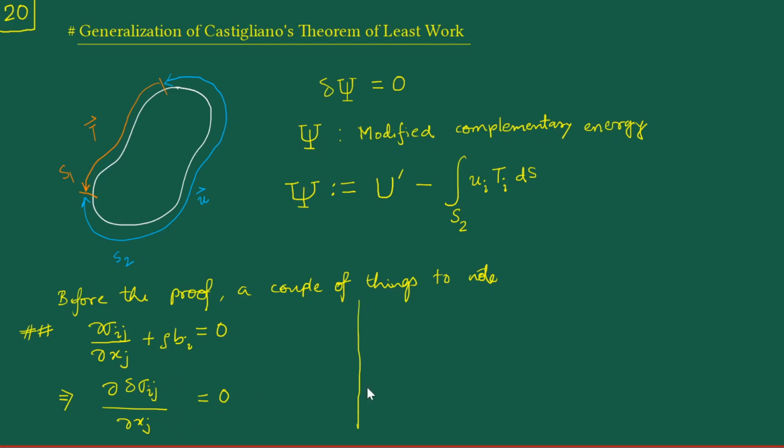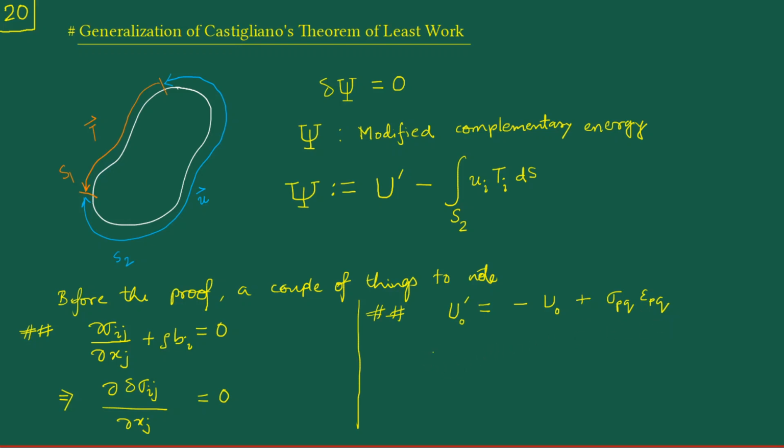The next thing, okay, so this is the first thing before the proof. The second thing that we want to note is directly from the definition of the complementary energy, more specifically the complementary energy density. Okay, so this U dash naught, as we have seen in the previous lecture, was given by this in terms of the strain energy, U naught plus we had this sigma pq epsilon pq. You can write this as sigma ij epsilon ij, doesn't make any difference.